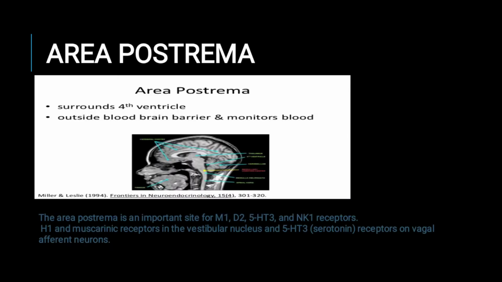This is a picture of the area postrema. Area postrema surrounds the fourth ventricle, lies outside the blood-brain barrier, and monitors blood. Area postrema is an important site for M1, D2, 5-HT3 and NK1 receptors, with H1 and muscarinic receptors in the vestibular nucleus, and 5-HT3 receptors on vagal afferent neurons.